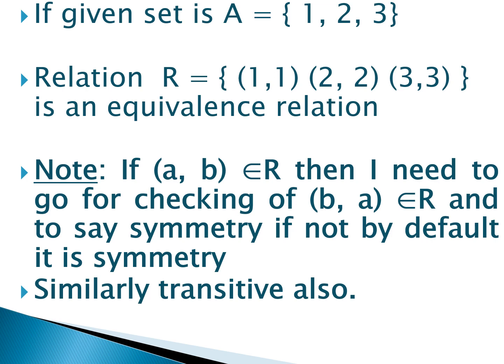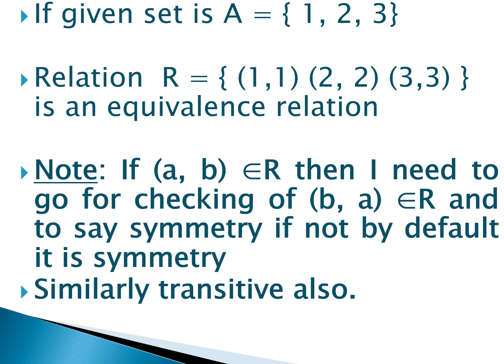Now, according to this set, the second line, R is reflexive. There is no (1, 2), or (a, b) is not there, so we need not check for (b, a), therefore it is symmetric. Similarly, (a, b), (b, c) is not there, so straight away I can say it is transitive. Therefore, this given relation is an equivalence relation.